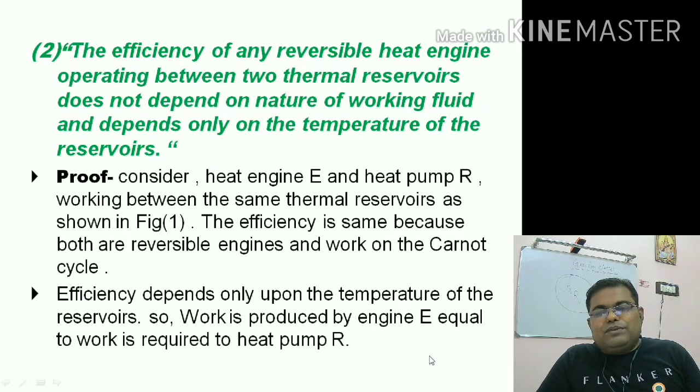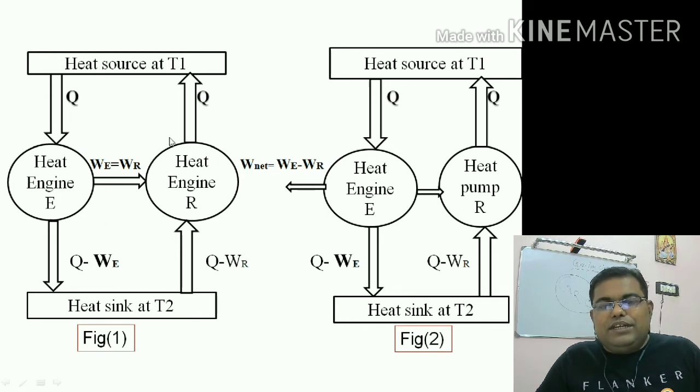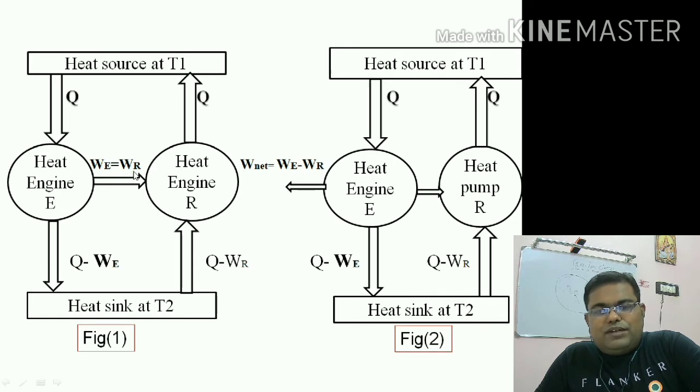So the work produced by the engine E is equal to the work required by the pump, because both are reversible, right? So one is a pump, another is an engine. So look here. This is a heat engine, this is a heat pump. Basically, it's working in the reverse direction. All right. So whatever work is required to run the heat pump R is getting supplied from the heat engine E. So if you look at just this combination, it's not violating either of these laws, because this is a heat engine, producing work, and this is a heat pump which requires work and is getting it supplied. So this is also not violating the Clausius statement.